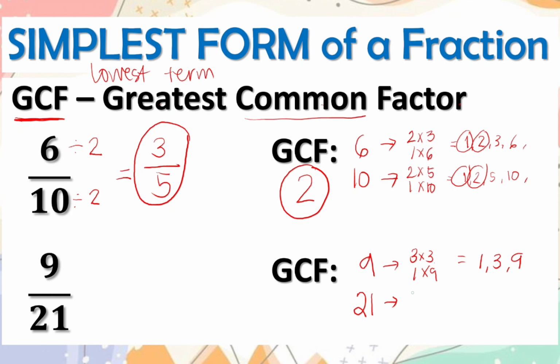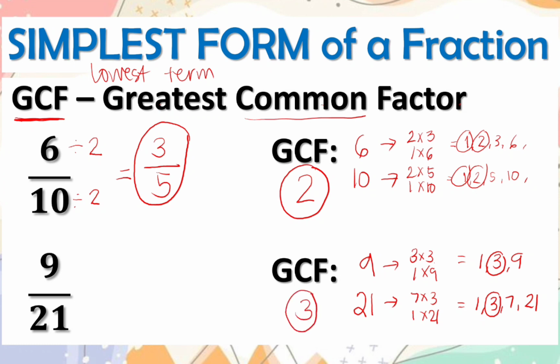Next is 21. So, we have here 7 times 3 or 3 times 7 and 1 times 21. So, let us list all the factors. We have 1, 3, 7, 21. Okay, now let us find the GCF. So, ano yung greatest common factor dito? We have 3.